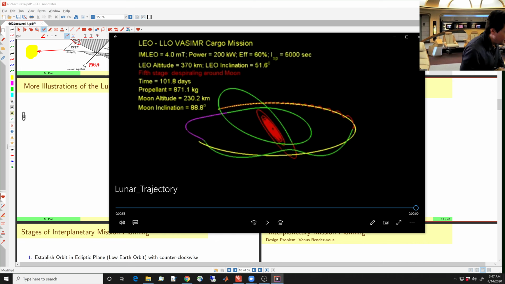So what did they have to say about this? Total delta V going on here. Power 200 kilowatts. Remember from our rocketry, 200 kilowatts is for one of those electric thrusters. ISP of 5,000 seconds, sorry. So what would that be? That would be an ion thruster. They can get up to about 5,000 ISPs.